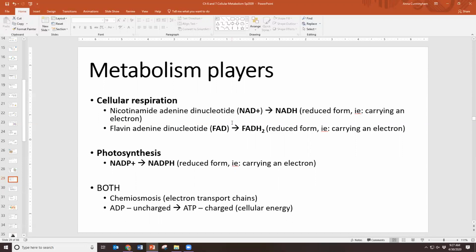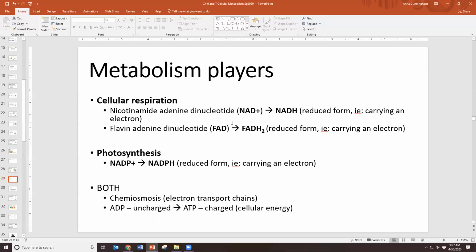For cellular respiration, we use NAD and FAD as the molecules that we reduce. In photosynthesis, we use NADP. And then importantly, in both cellular respiration and photosynthesis, both of these are going to use these electron carriers to carry electrons to an electron transport chain and generate a proton motive force.